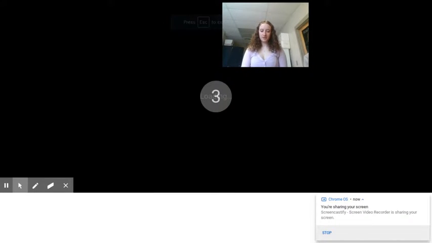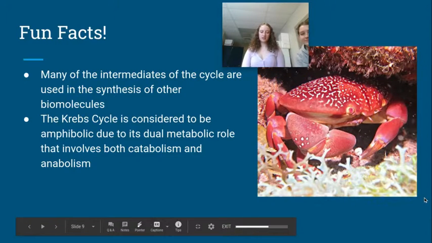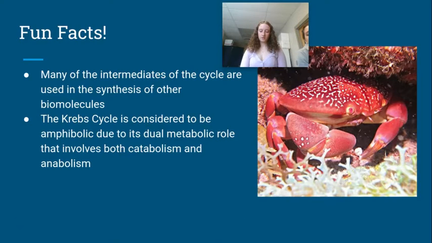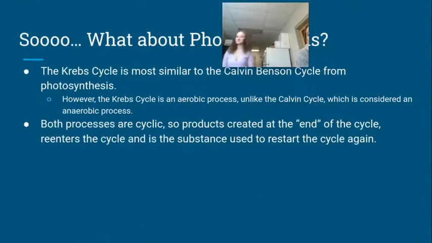Okay, so I have 2 cool fun facts for you guys. So one is that the synthesis of other biomolecules can also occur within the intermediates of the cycle, and that the Krebs cycle is considered to be amphibolic because of its dual metabolic role that involves both catabolism and anabolism in its biochemical pathway.